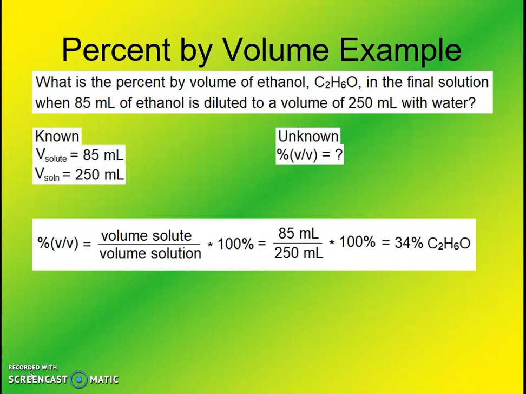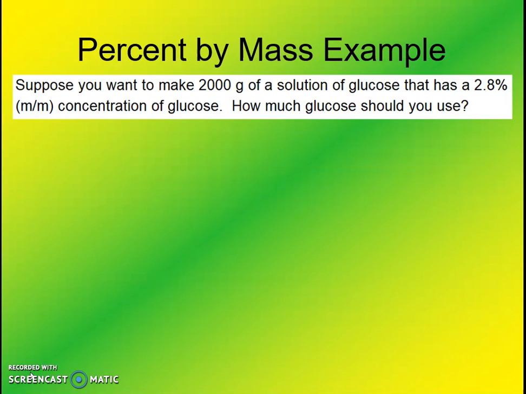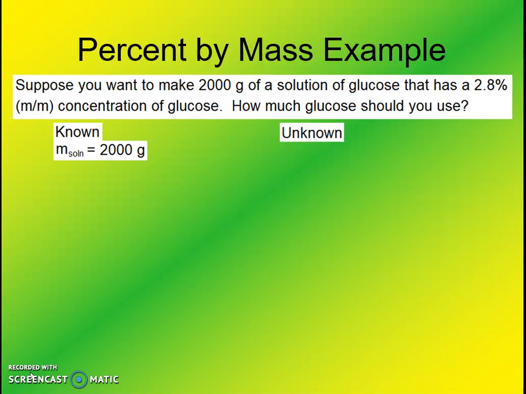So let's take a little trickier one here when we look at mass. So we want to make a 2,000 gram solution of glucose that is 2.8% by mass of glucose. How much glucose should we use? So again, let's list out what we know and we don't know. We know we want a 2,000 gram solution that is 2.8% by mass. How much glucose should we use?